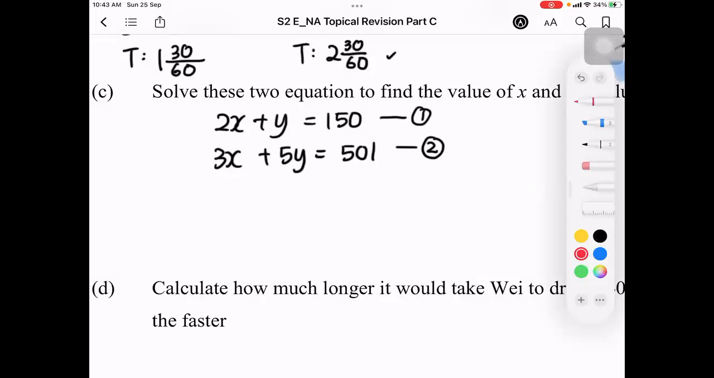If I want to make y the same, I look at the y. This one is y, this is 5y. What do I need to do?